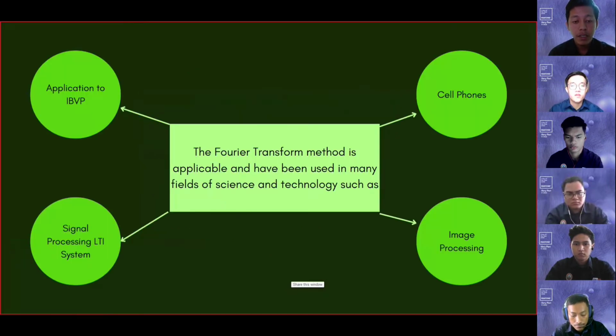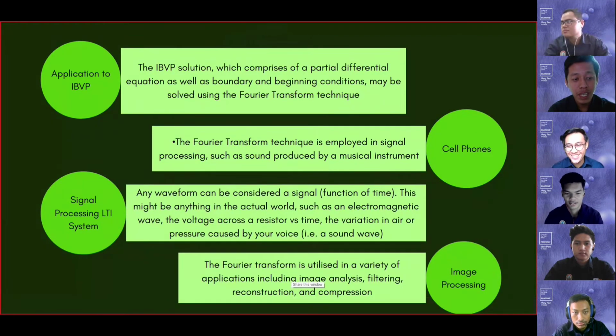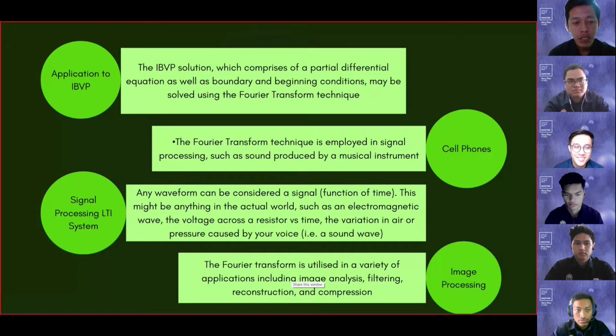The Fourier transform method is applicable and has been used in many fields of science and technology, such as application to IBVP, signal processing, LTI systems, cell phones, and image processing. Next slide. The application to IBVP: the IBVP solution, which comprises partial differential equations as well as boundary and initial conditions, may be solved using the Fourier transform technique.